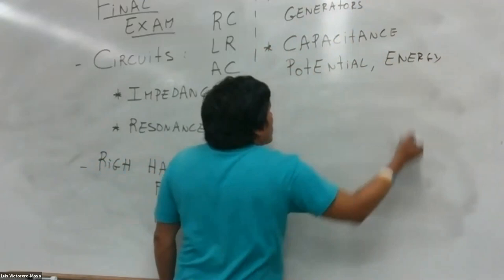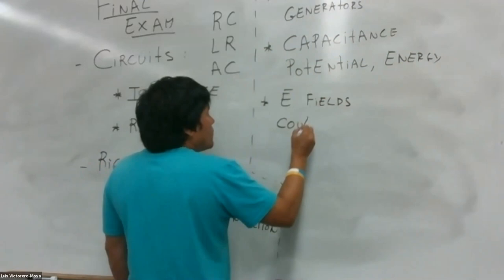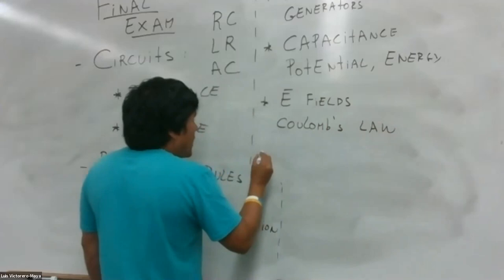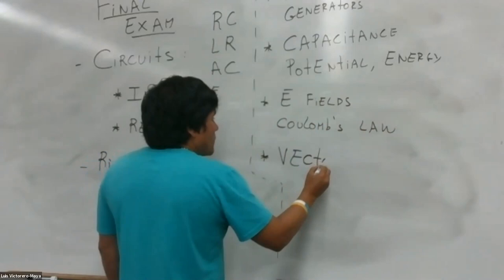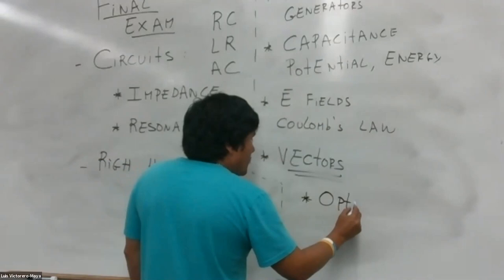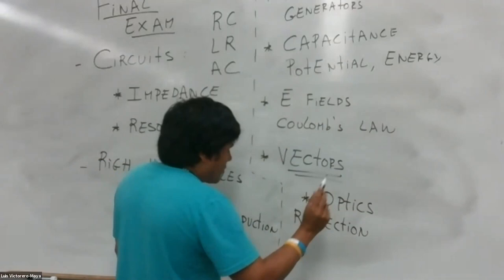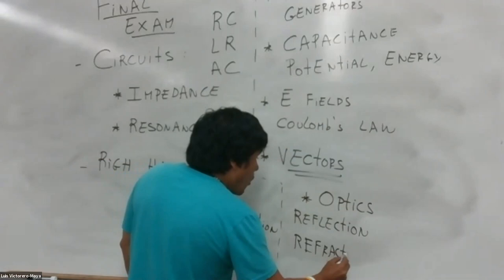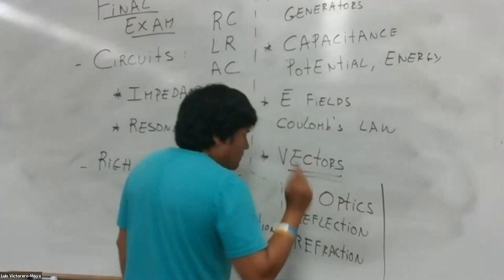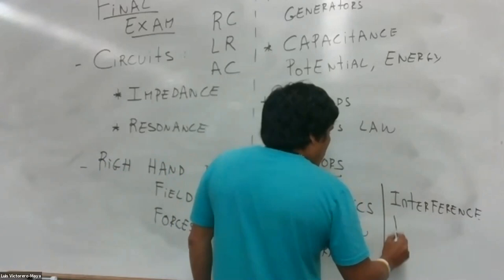And then Coulomb's law, electric fields, so E fields, Coulomb's law. I want to emphasize there's going to be at least one problem where you have to use vectors, okay? Listen to be clear. And then everything was all optics, right? So all optics, I will put here optics. So we're talking about reflection, mirrors, refraction, lenses, applications, combinations, maybe not combinations, but reflection and refraction for sure. And one question about what we did today, interference and diffraction, right? Just one. And one question about electromagnetic waves.